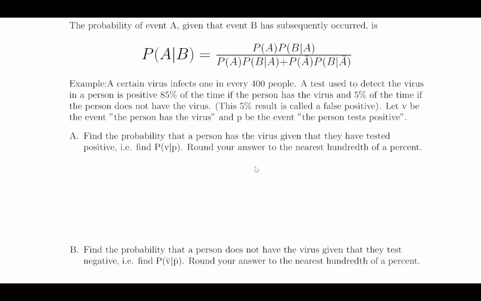It says a certain virus affects 1 in every 400 people. A test used to detect the virus in a person is positive 85% of the time if the person has the virus, and 5% of the time if the person does not have the virus. This 5% result is called a false positive. Let V be the event the person has the virus, and let P be the event the person tests positive. Any questions in regard to that paragraph?